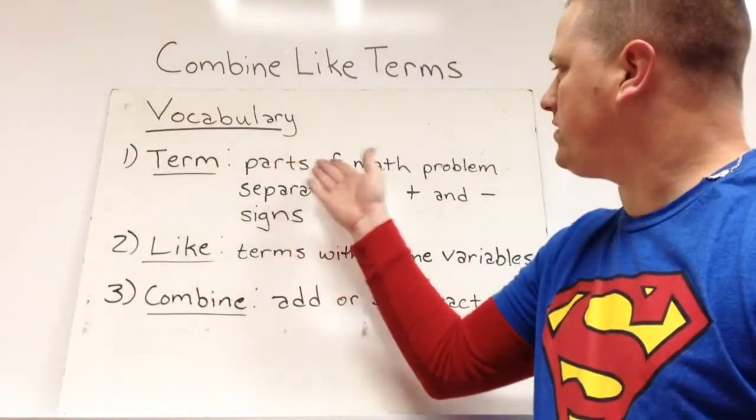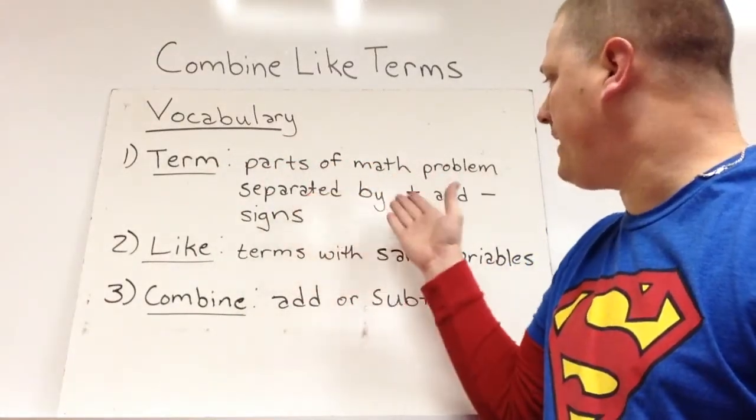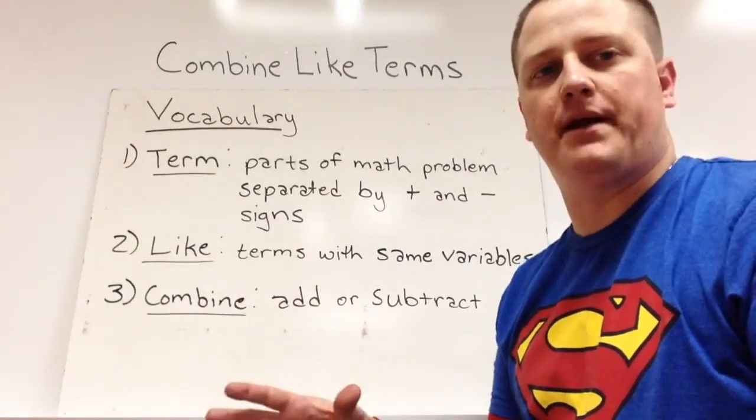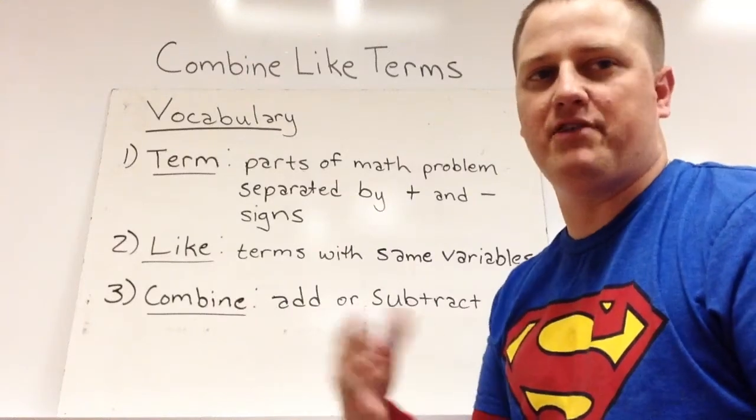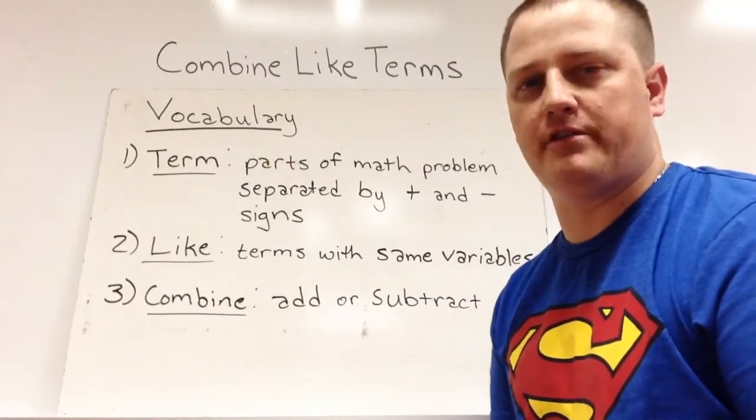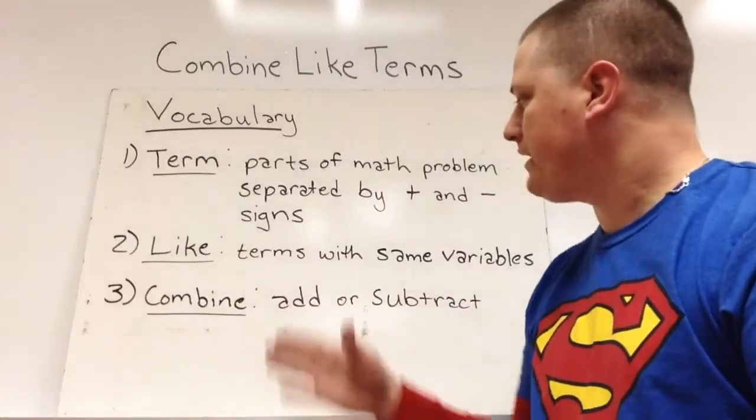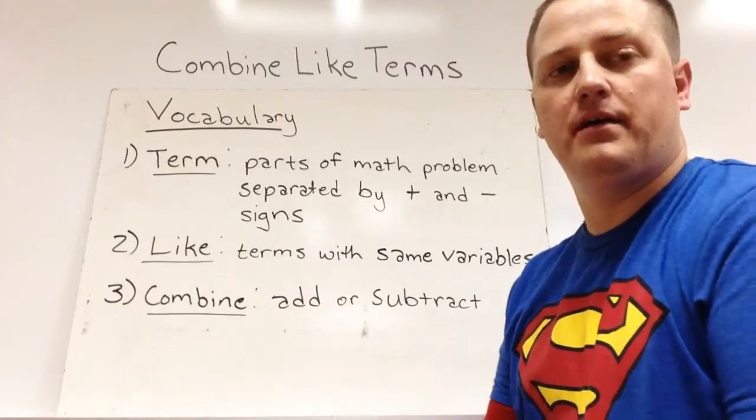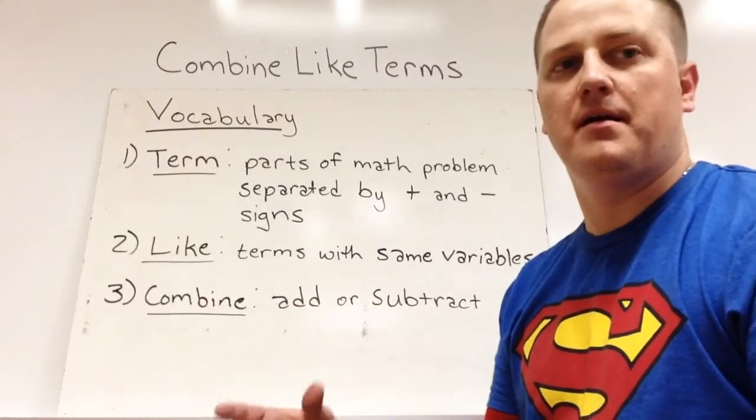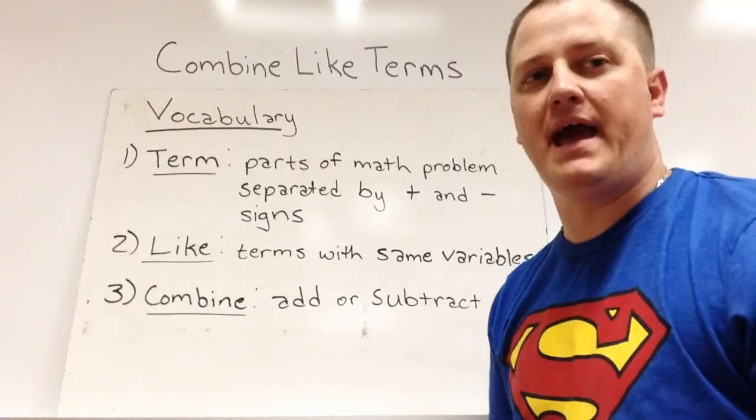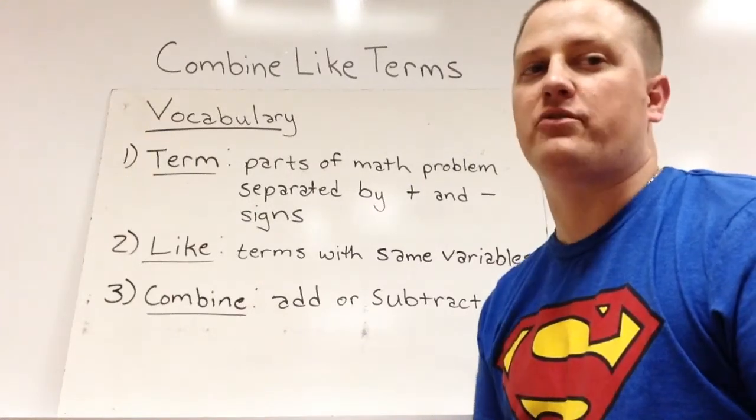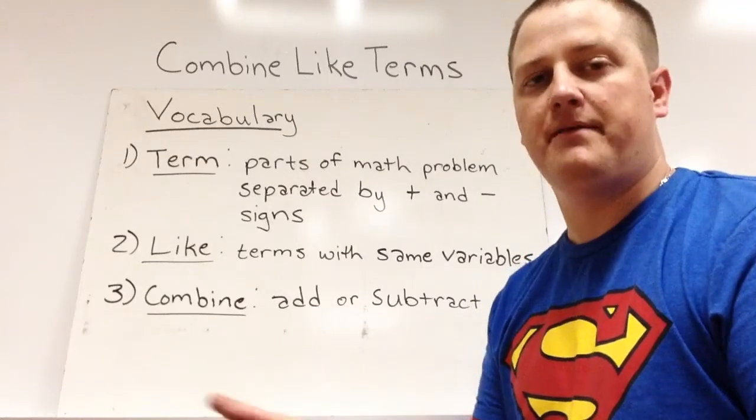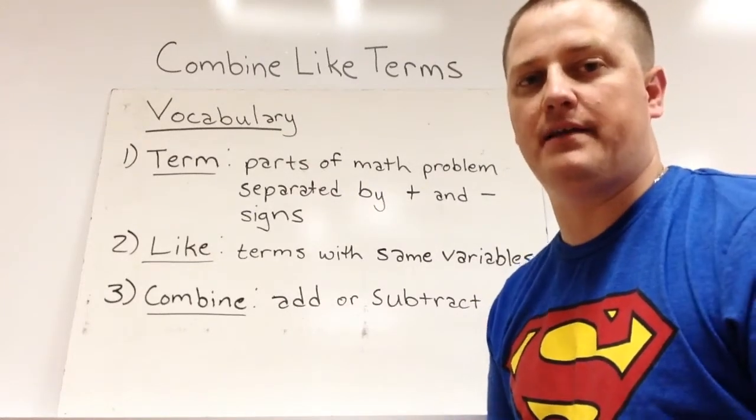A term: parts of math problems separated by plus and minus signs. So it's basically the parts that are separated by those plus and minus signs. They can have numbers, they can have variables, they can have a combination of each. Like terms: terms with the same variables. So an x in one term and an x in another would make them like. But an x and an x squared, meaning xx, would be different because one has two x's and one has one. So you've got to be very careful with what's like and what's not, and I'll go over that.